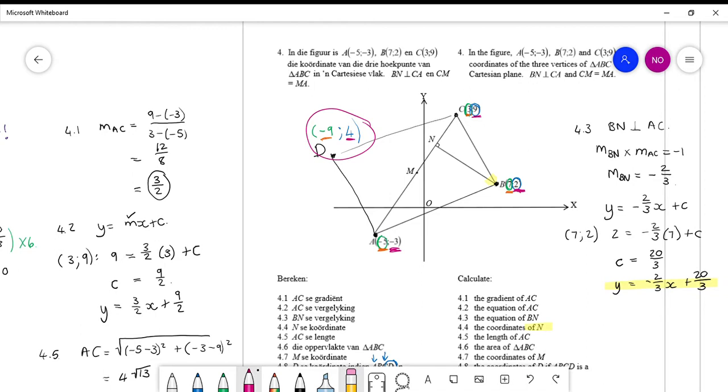So for 4.8, the answer is negative 9 and 4.